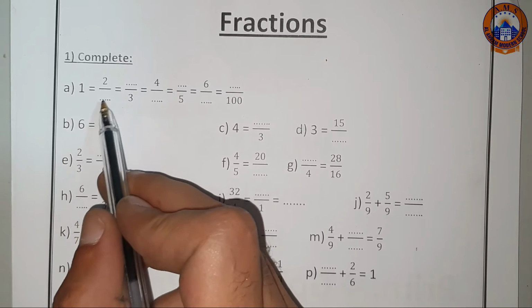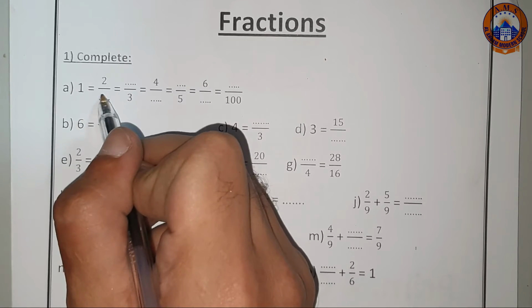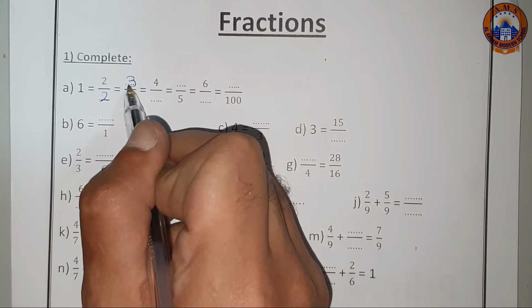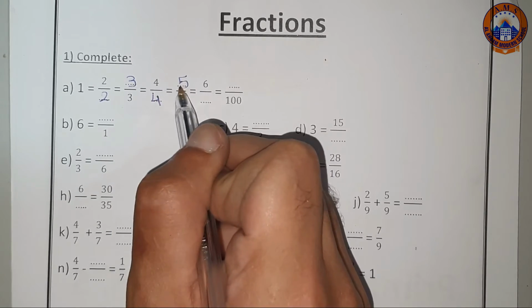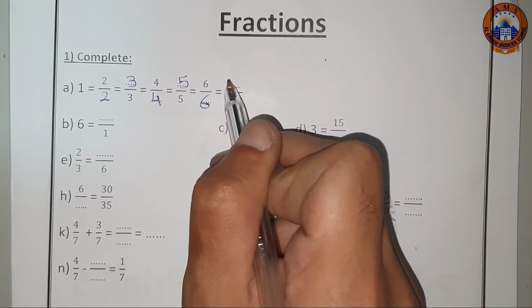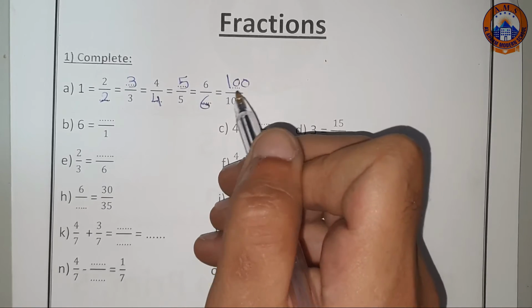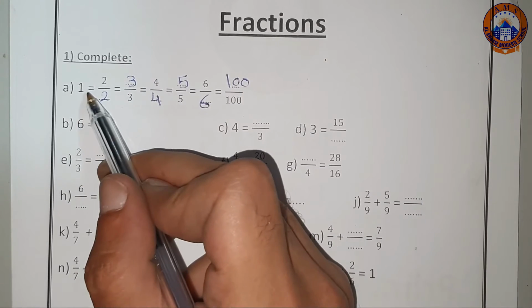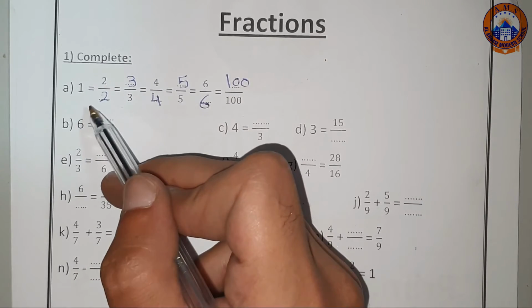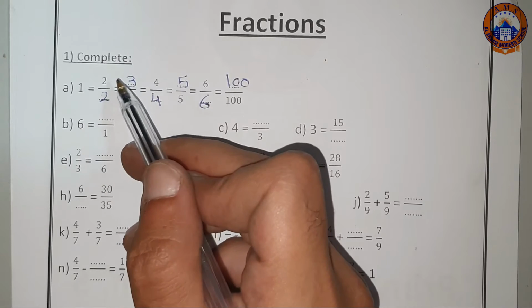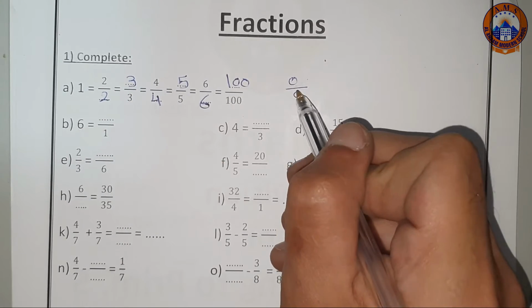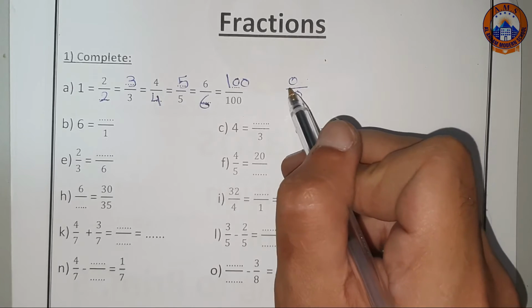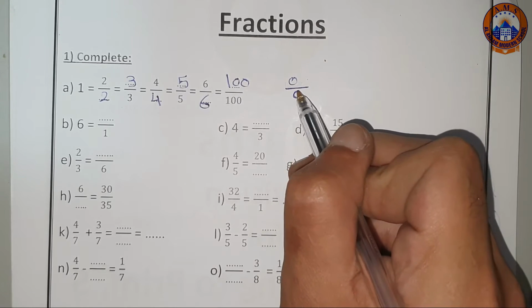The number 1 can be written as 2 over 2 or 3 over 3 or 4 over 4 or 5 over 5 or 6 over 6 or 100 over 100, because the number 1 can be written as any fraction with the same numerator and denominator, except 0 over 0. We can't write 0 over 0 because we can't divide by the number 0.